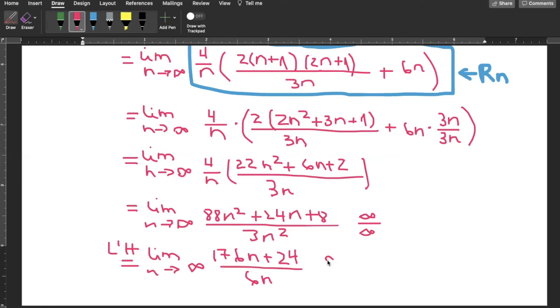We have again infinity over infinity, so we can do L'Hopital's rule again. And we'll get the limit as n approaches infinity of 176 over 6, which is just a number. We don't have n anymore, so it will be just 176 over 6. And that should be the answer that you put into the second part of the question.